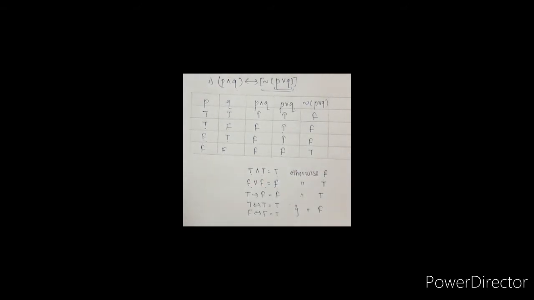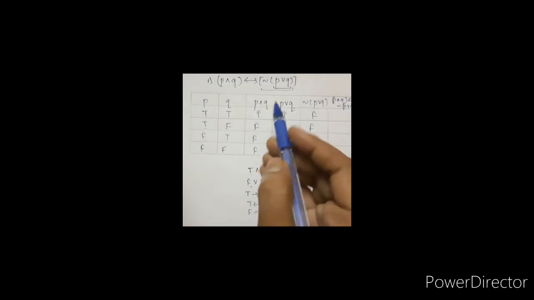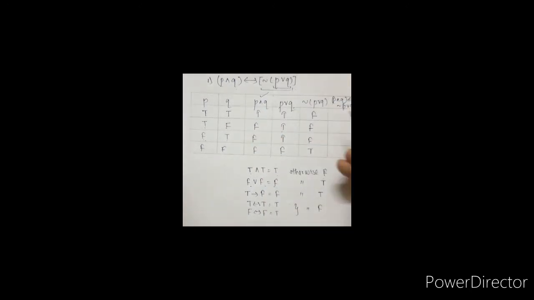Now we got the first bracket, we got the second bracket. Now we have to go for the entire compound statement. So the entire compound statement is P and Q if and only if negation of P or Q. So here we are going to compare P and Q with negation of P or Q with the connective if and only if, that is biconditional. So we are going to compare the first bracket column with the second bracket using double implication.